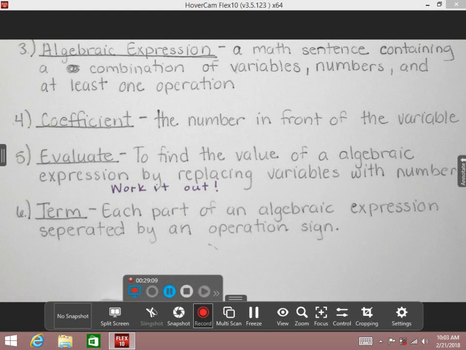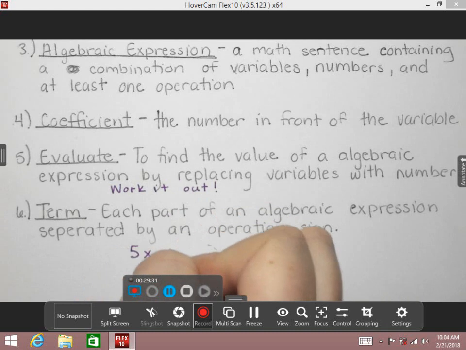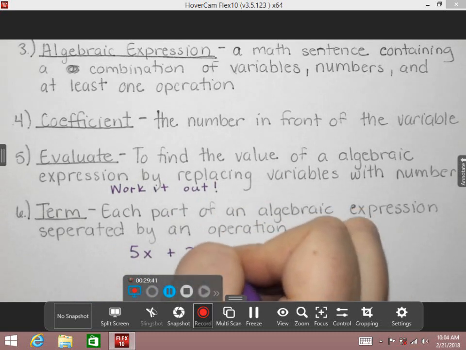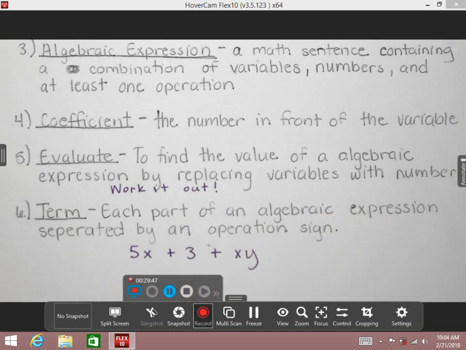Number 6, okay. All right, number 6 is a term. A term is each part of an algebraic expression separated by an operation or a sign. All right, we're going to talk more about terms next week, and we're going to add another vocabulary word that kind of includes that. For right now, what we need to know about a term is, like, if I have 5x plus 3, that's one term, and then that is one term. So that's two terms, and that's an algebraic expression. I could even have on here plus xy. Now how many terms is it?